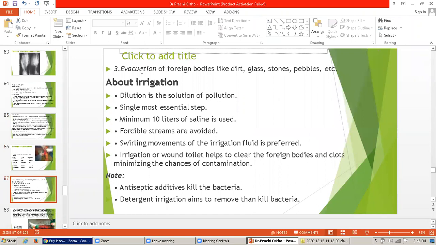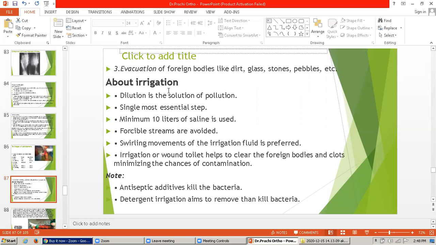Then third is the evacuation of foreign bodies like dirt, glass, stone, pebbles, etc. When a fracture is present, there is foreign body invasion in the fracture. So removal of the foreign bodies, that is dirt, glass, stone, pebbles, is required before the debridement of the fracture.